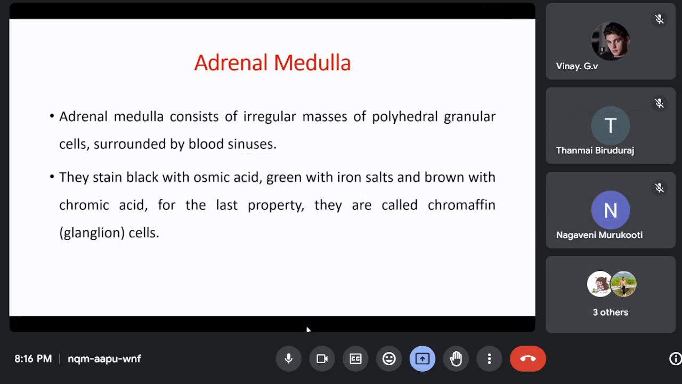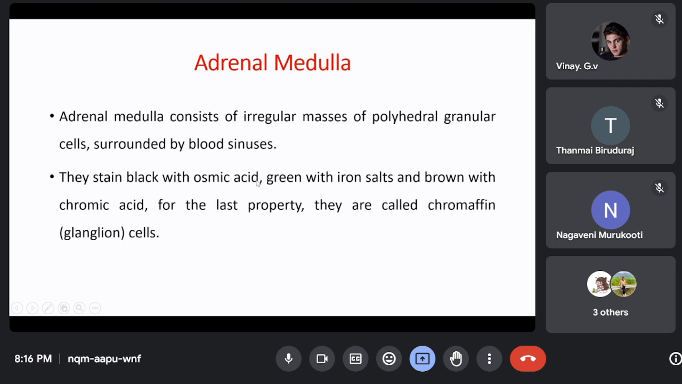Okay, good evening, students. In the morning class, we discussed the adrenal cortex and the hormones secreted by the cortex of the adrenal gland, namely mineralocorticoids, glucocorticoids, and sex corticoids, and the disorders related to them. Now we are going to discuss the adrenal medulla and the hormones associated with it.